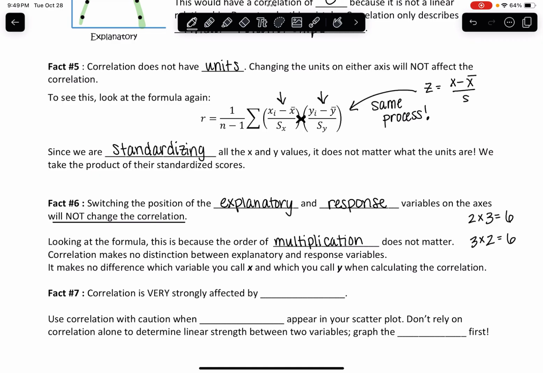It does not matter what order you multiply those standardized scores in. Because you are multiplying, we can switch the position of the x and the y variables on the axis, and it's not changing our correlation. So in reality, it makes no difference which variable you call x and which one you call y when you're calculating correlation. It might matter when you graph it for your scatter plot, but it does not matter for your correlation calculation.